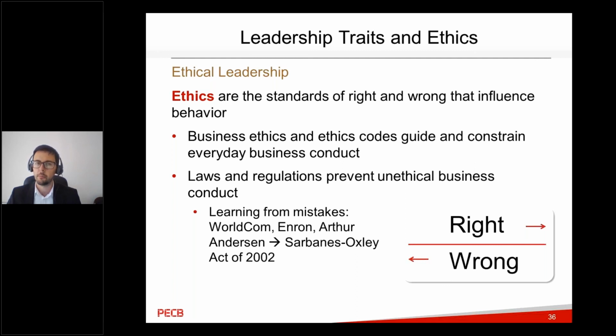We tend to learn from mistakes, and that means that we tend to learn from such scandals as the WorldCom bankruptcy, Enron, and Arthur Andersen, which actually led to the creation of a new law, the Sarbanes-Oxley Act of 2002, that will help people to better predict, or to better blow the whistle on, unethical behavior. These kinds of examples, WorldCom and Enron, are probably the most prominent ones, but they are not the only ones.